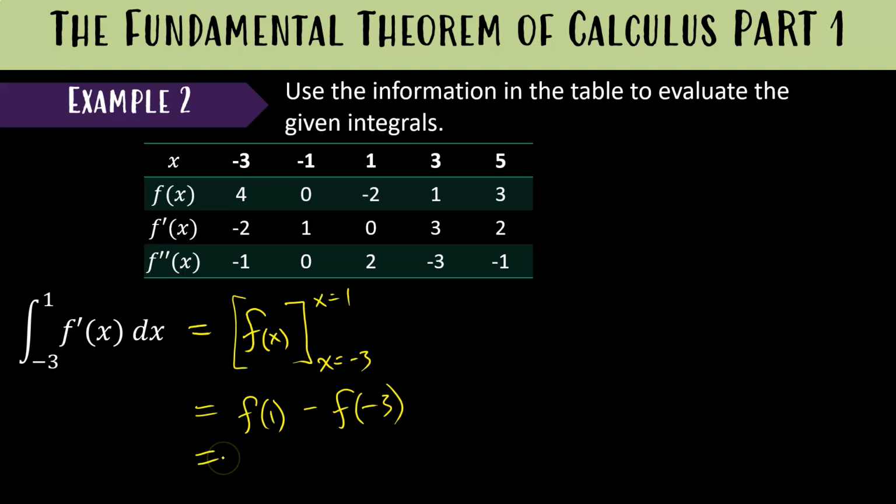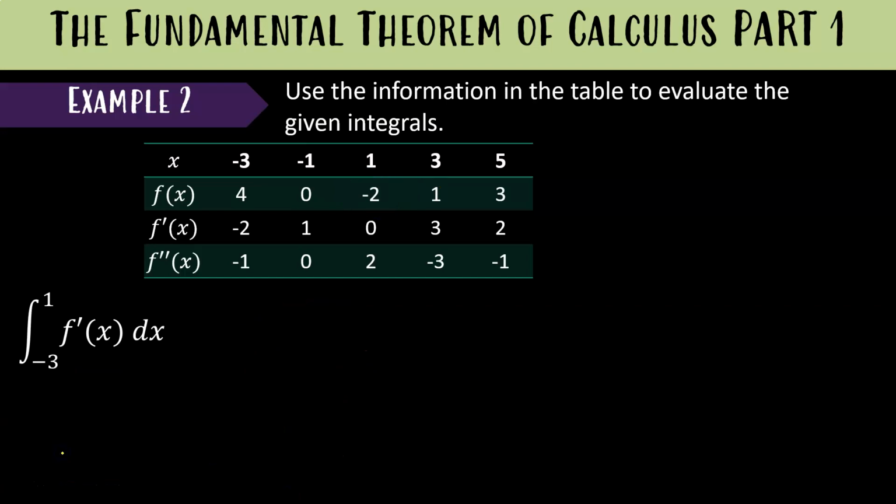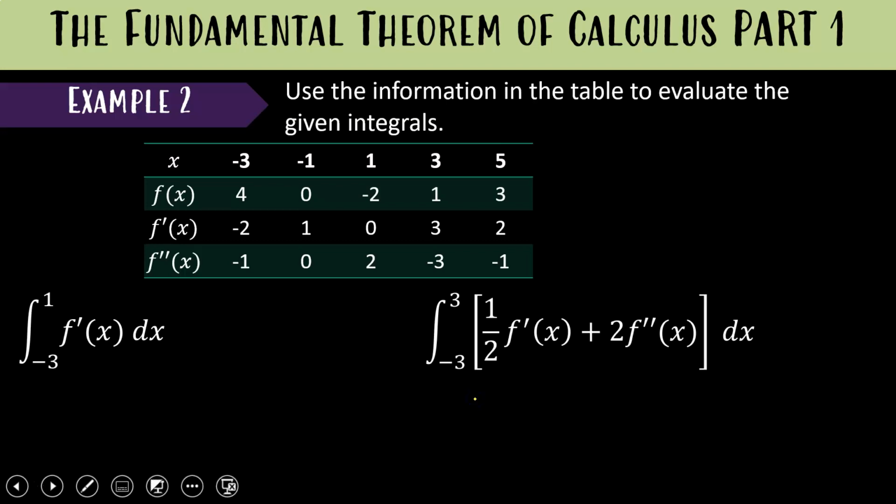So going back up to the table, let's see. F of 1 is -2. Minus f of -3 is 1. So we end up with -3. I don't think that's that bad. Ooh, a little bit more complicated, but not that bad.